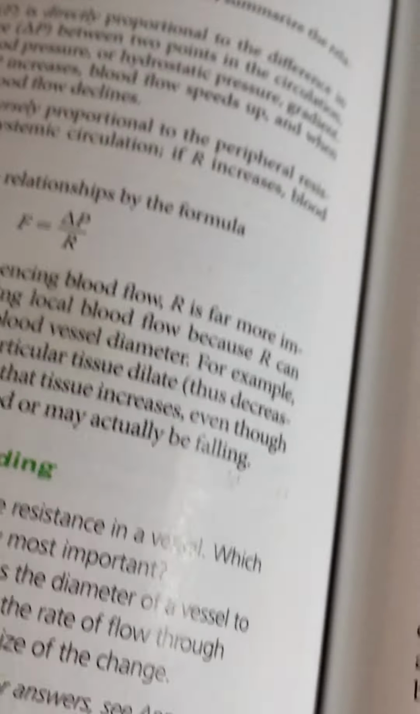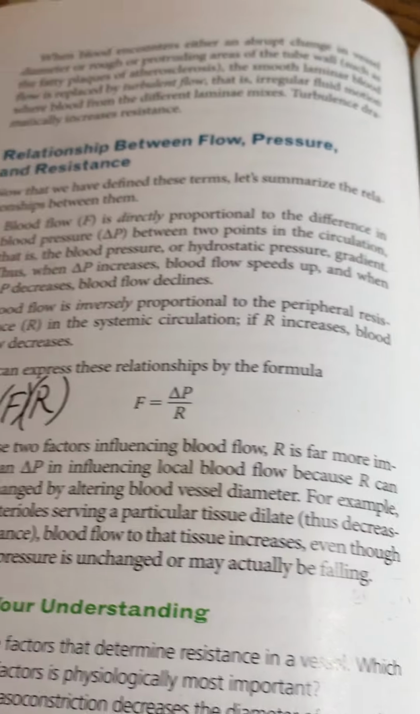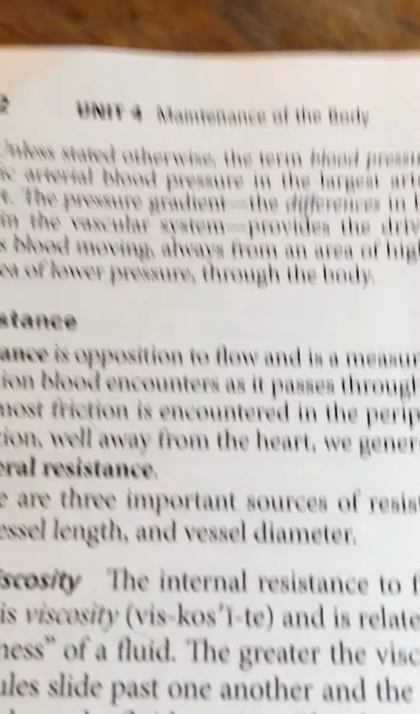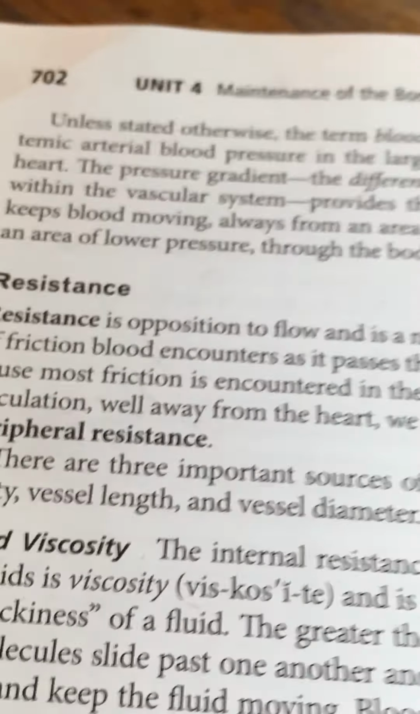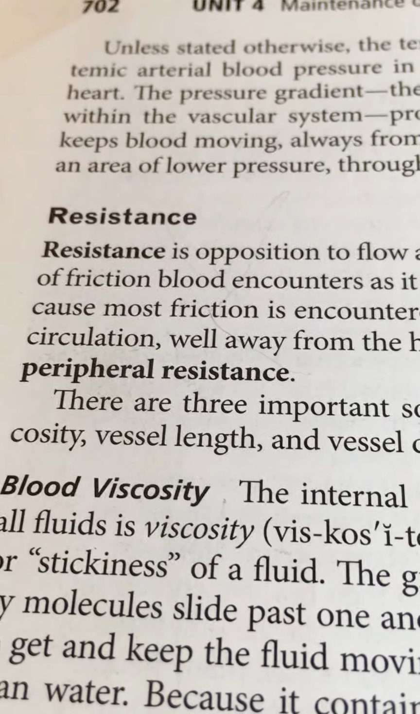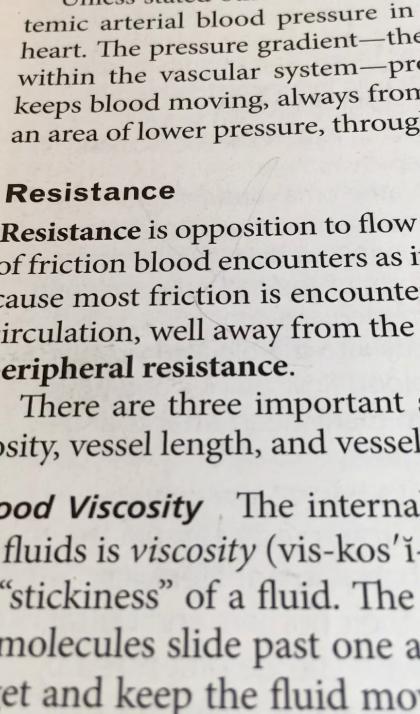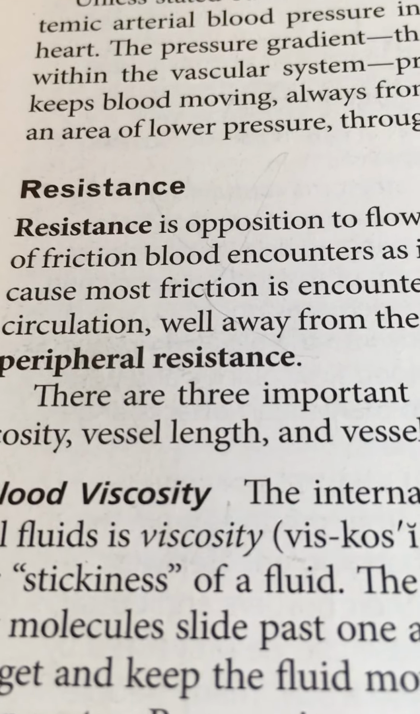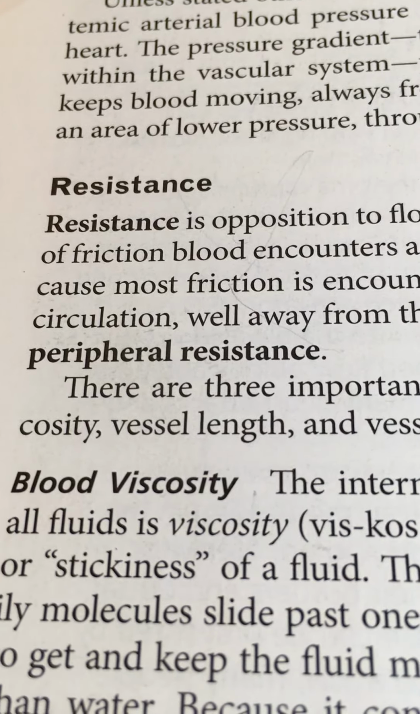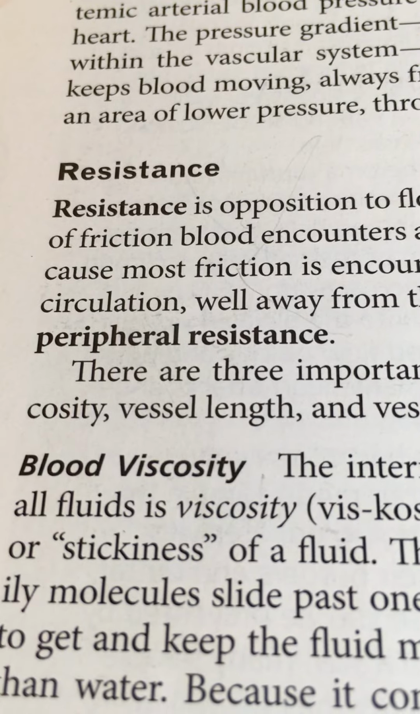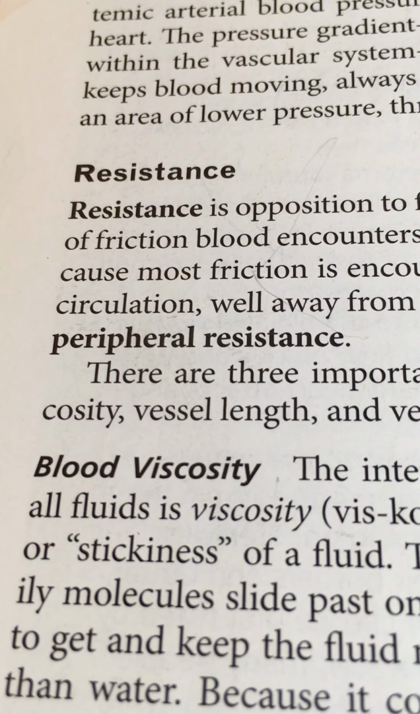There are many stressing factors that could change that number, of course. But if there is no stress and one is at rest, then something less than 120 over 80. Resistance is the opposition to flow, and peripheral resistance is usually created by the arterioles.